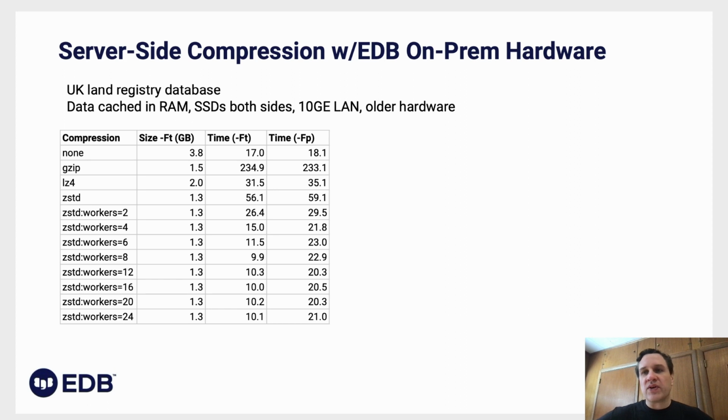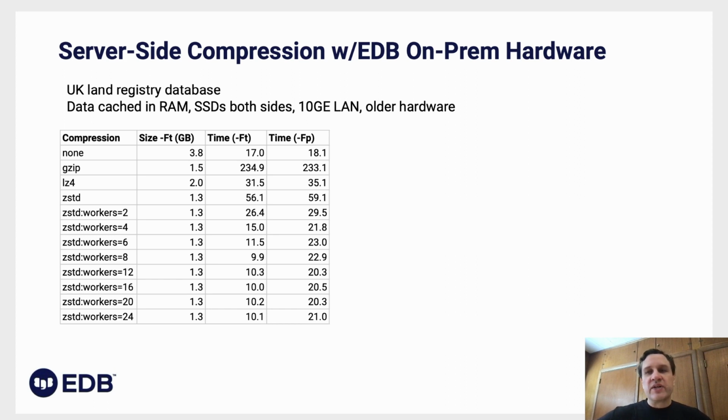So in this case, the server is compressing the data, and then the client is uncompressing and extracting the tar files. And you see here that compression is strictly a loss in this case, and that is because the network between these two machines is very fast.